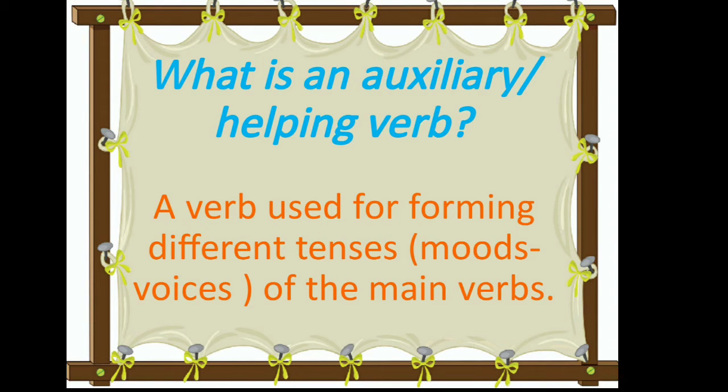Now let's see the meaning of an auxiliary verb. An auxiliary verb is a verb used for forming different tenses of the main verbs. Like in the previous slide, we have seen the auxiliary verbs has and are have shown us the tense of the main verb finished or drawing.